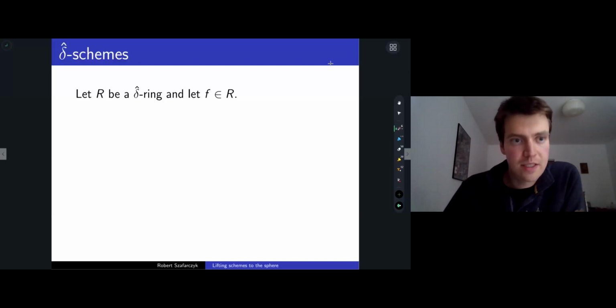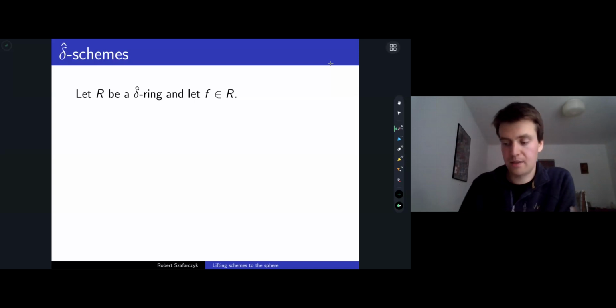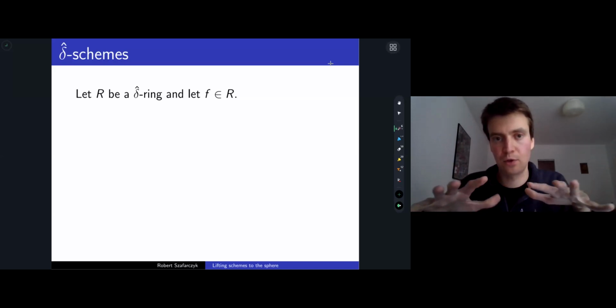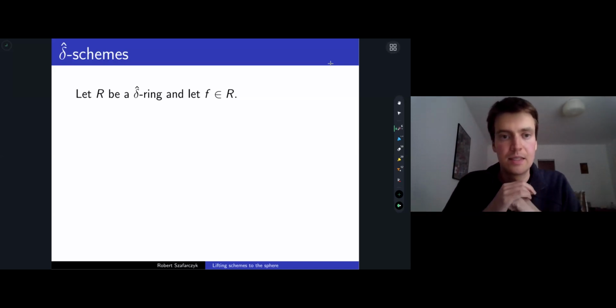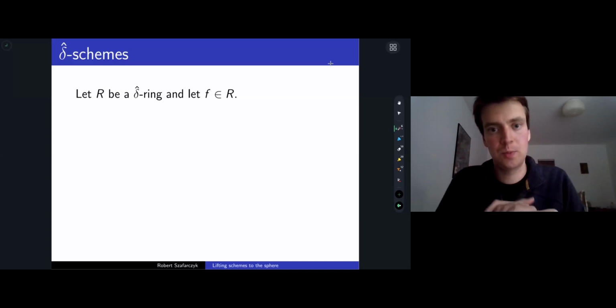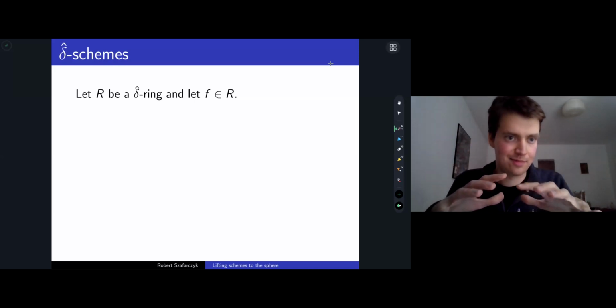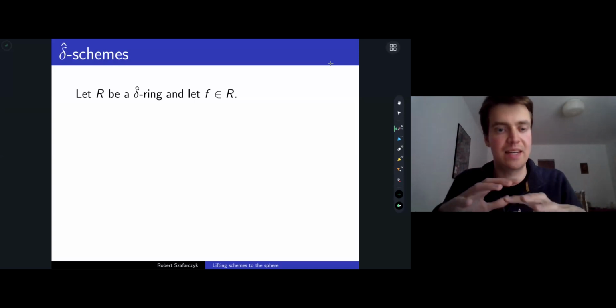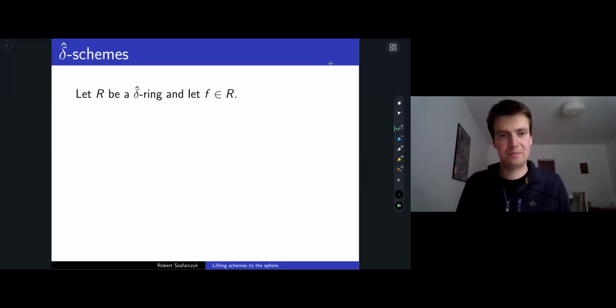Okay, if not, then we want to extend this obstruction to schemes. So first, let's extend the definition of a delta hat ring to a scheme. And the plan is, if you imagine a scheme is just something glued from rings, then a delta hat scheme should be a scheme which is glued from delta hat rings in a compatible way.